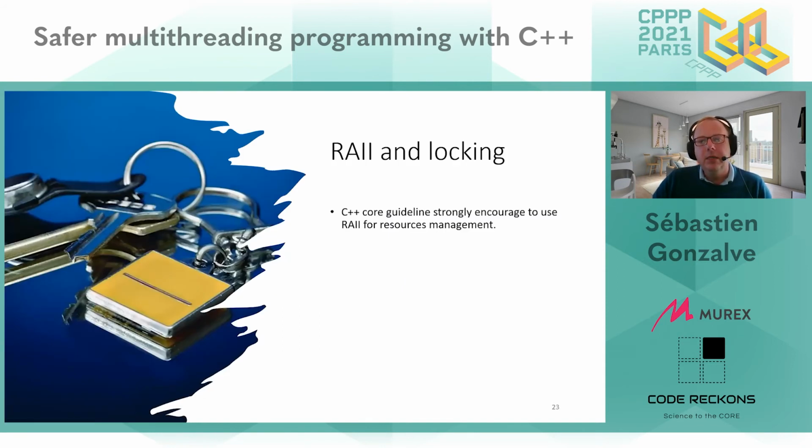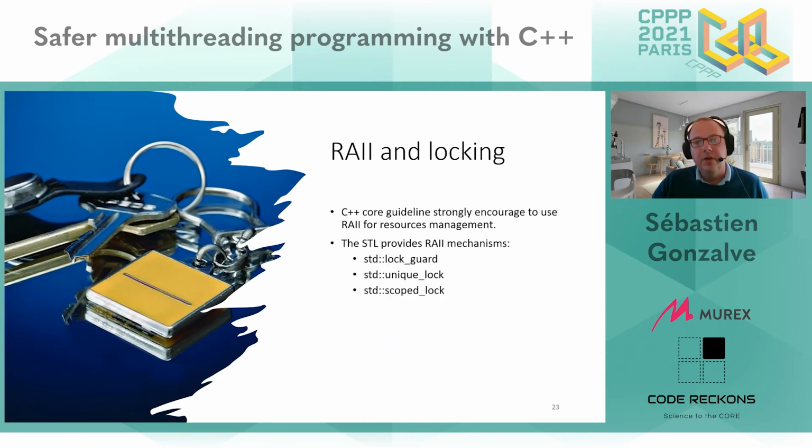About locks and RAII. C++ and the C++ Core Guidelines especially insist on using resources with RAII, and locks are resources, as you get a resource through a lock. So you are really invited to use RAII to handle your locks, and the standard provides you a way to handle them with RAII. So mainly you will use lock_guard, unique_lock, and scoped_lock. So let me detail what they are doing.